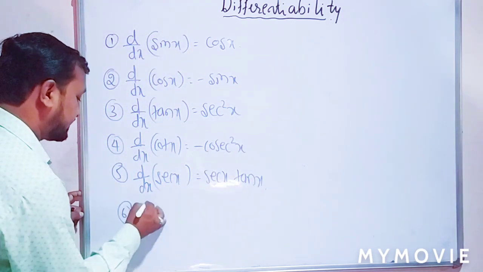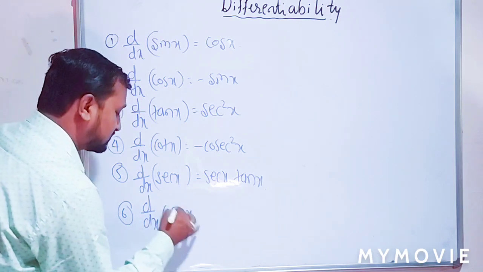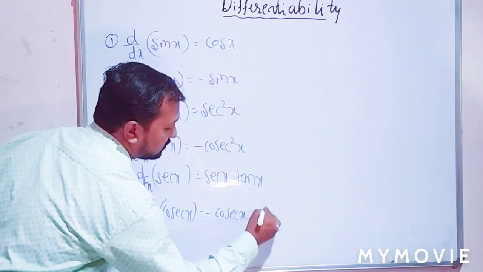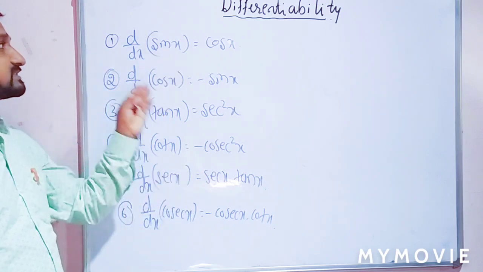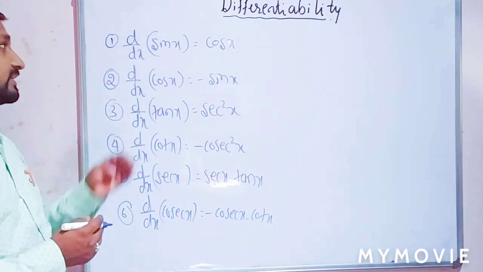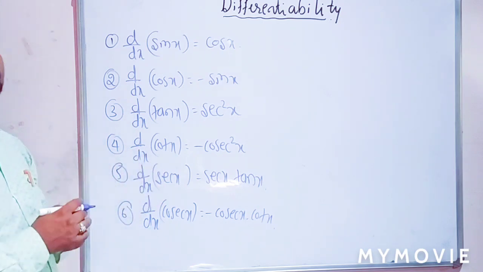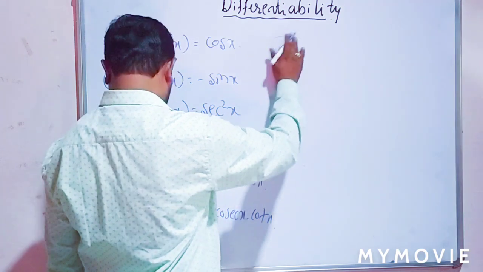And the sixth one, d by dx of cosec x can be written as minus cosec x into cot x. These are some derivatives of the standard trigonometric functions: derivative of sin x, cos x, tan x, cot x, sec x, and cosec x. Okay, and the formula, this is very important.